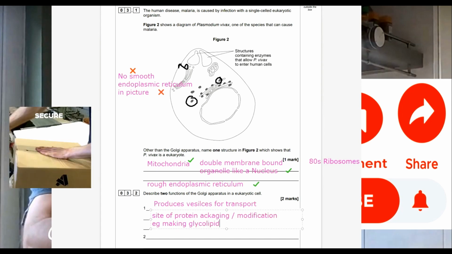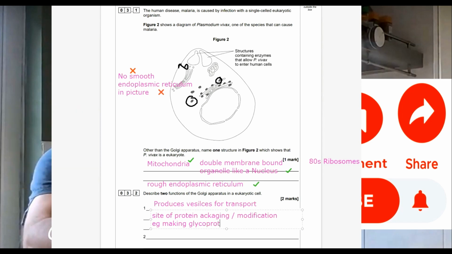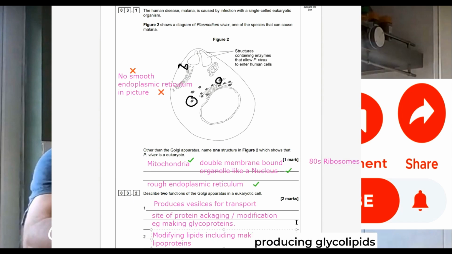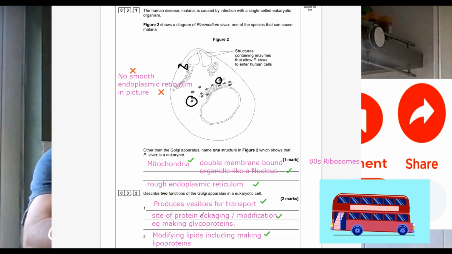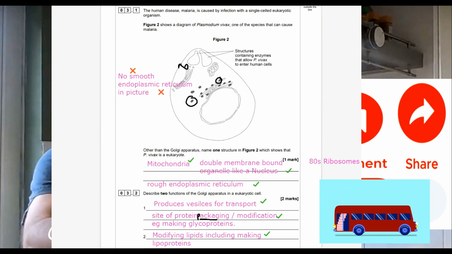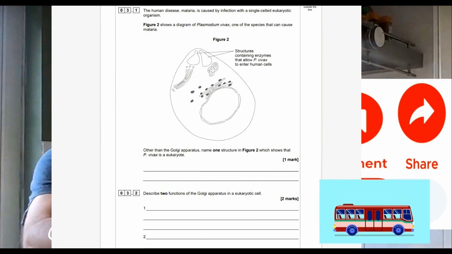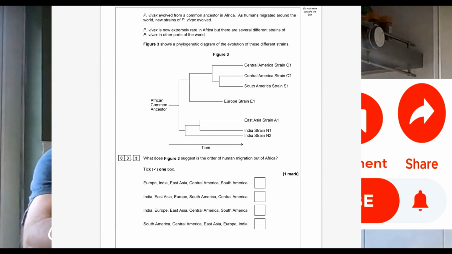This can be adding a glucose molecule to make a glycoprotein, or a lipid to make a lipoprotein. There's all sorts of things we can do, but it's also used for modifying lipids. We could make a glycolipid by adding a glucose to a lipid. So we can modify fats, lipids, or proteins here. It's for packaging and modifying those, also for producing vesicles for transport. All right, let's move on to 3.3, which is the next part of this question.